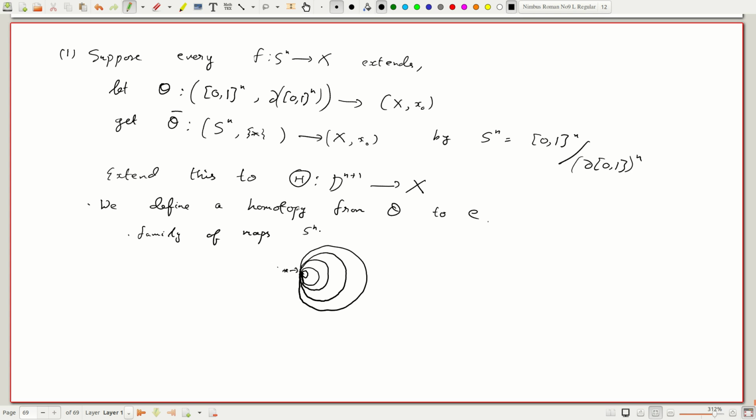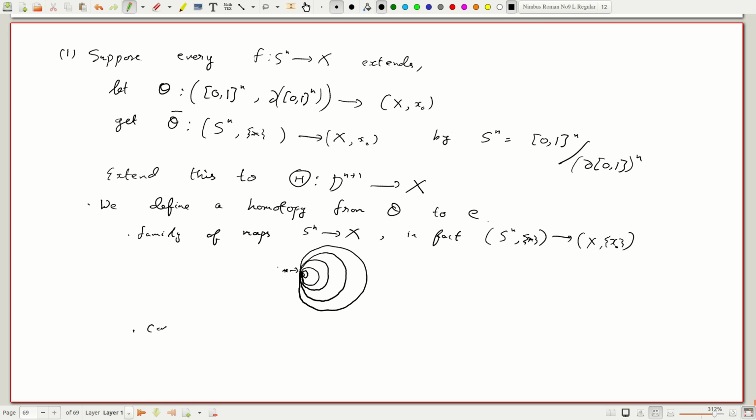From Sn to x, and they're all going to send a base point. Okay, and in fact, Sn, star to x, x0. Okay, now this is the same trick that we did in S1. So these are just a family of spheres. We can't make them smaller and smaller, otherwise the base point wanders.